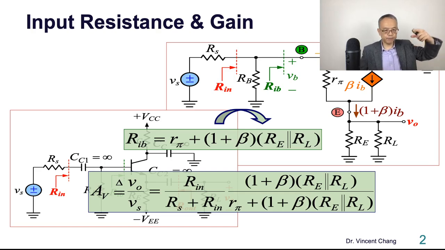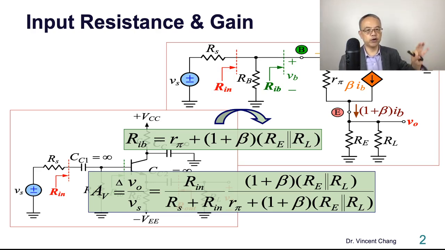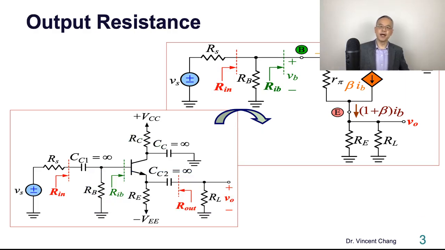What about the voltage gain? The voltage gain is actually a product of the two voltage ratios. The first ratio, VO over VB, and then VB divided by VS. And these two outcomes tell us the two important characteristics of the emitter follower. Number one, very high input resistance. Number two, the voltage gain is less than 1, but very close to 1.